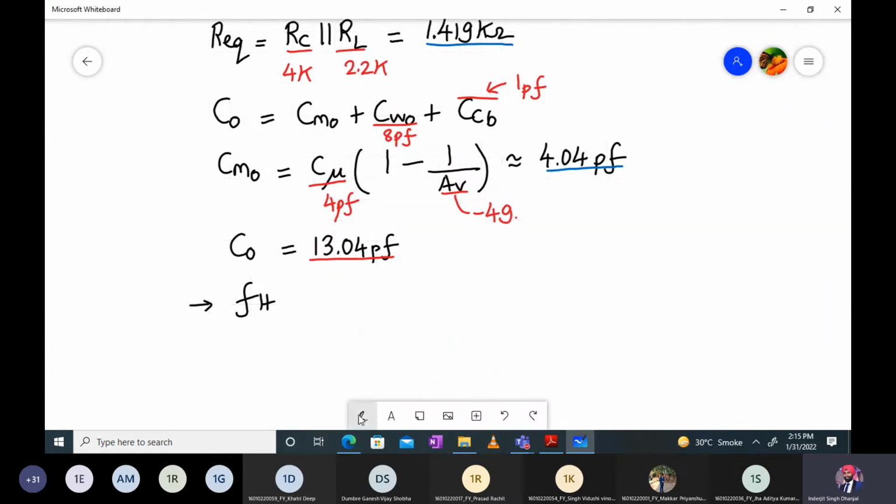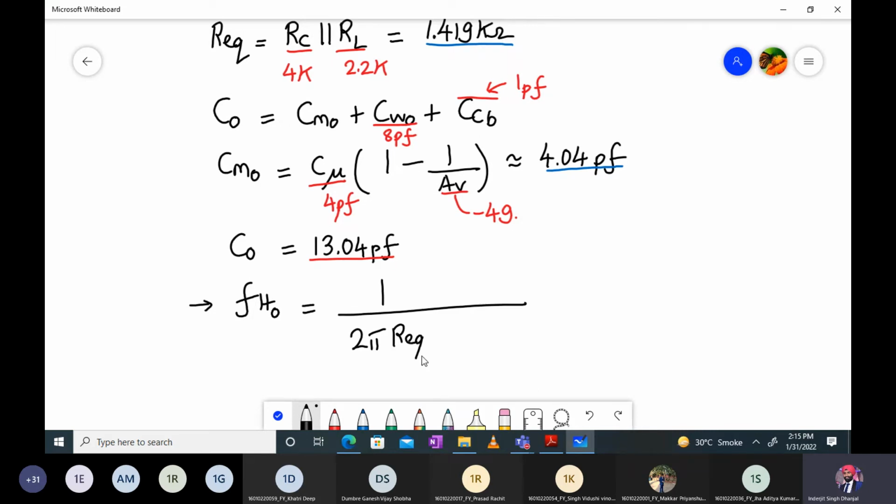So your FHO will be 1 divided by 2 pi R equivalent into CO, and I can write down the answers directly over here. The R equivalent value is 1.42k, into 13.04 pico.